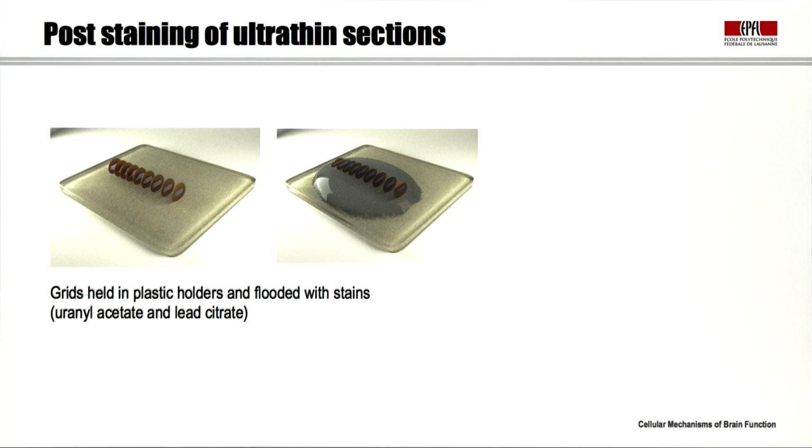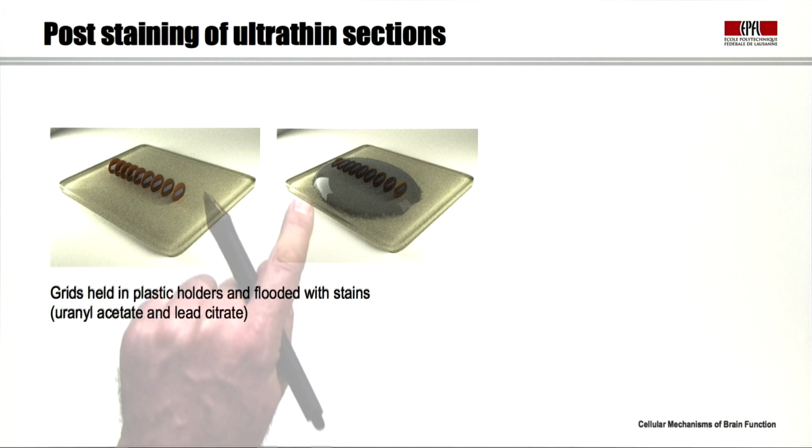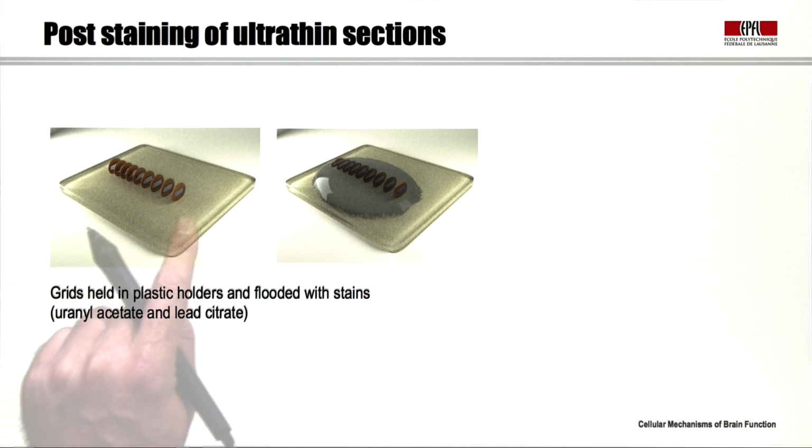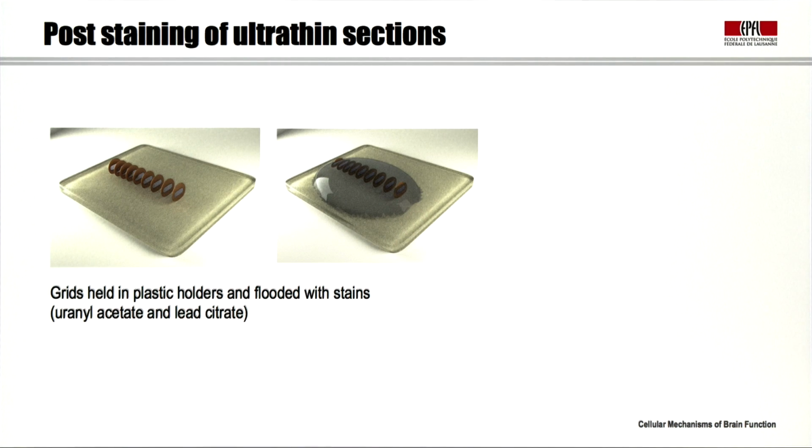So once the sections have dried, we can also stain them again, so post-staining of ultra-thin sections where they're held in a plastic holder, and they can be then flooded with different stains, for example uranyl acetate and lead citrate, to again stain structures like the RNA, the DNA, and also glycoproteins.